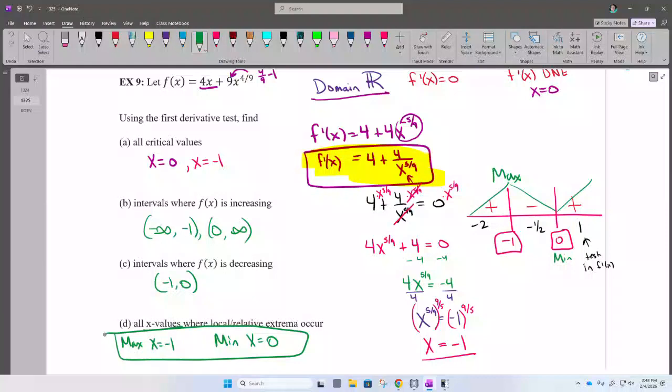Now, if it asks for the y values, how would we find them? Plug them into the original function to get the y values. And the y values are the actual max and min. X is just where they occur.